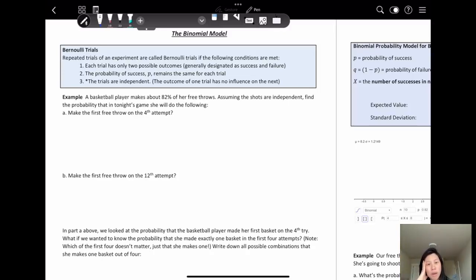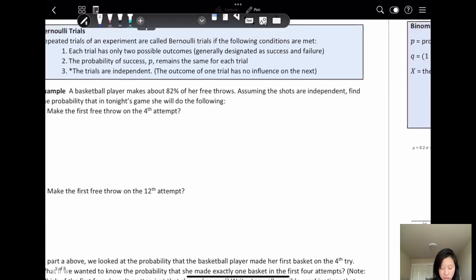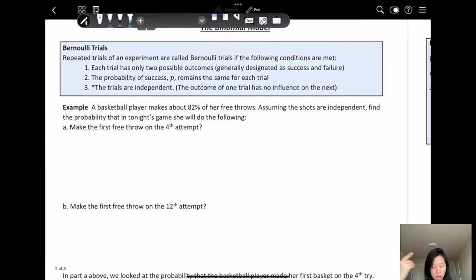So today we'll talk about the binomial model. What does binomial trial mean? Repeated trials of an experiment are called binomial trials if the following conditions are met. First, each trial has only two outcomes: either win or lose, success or failure. Second, the probability of success, P, remains the same for each trial. Third, the trials are independent. The outcome of one trial has no influence on the next.